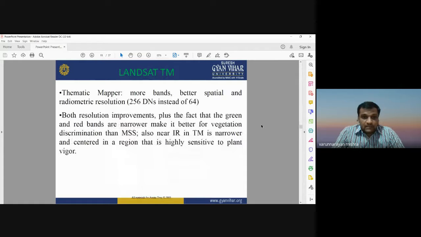The thematic mapper sensor has more bands and better spatial and radiometric resolution, plus the fact that the green and red bands are narrower makes it better for vegetation discrimination. Also, the near infrared band used in the thematic mapper sensor is narrower and centered in a region that is highly sensitive to plant vigor.